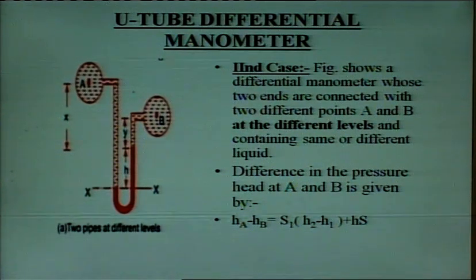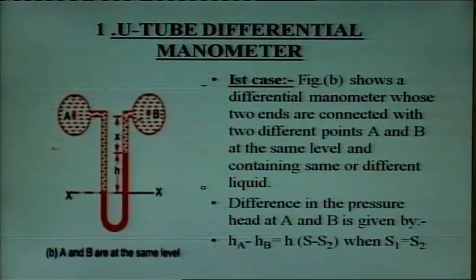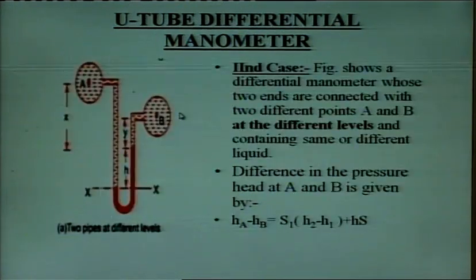The figure shows the differential manometer whose two ends are connected with two different points A and B at different levels. Here it is A, here it is B, because A and B are at different levels. Earlier we have seen that they were at the same level, but now we find that they are at different levels.